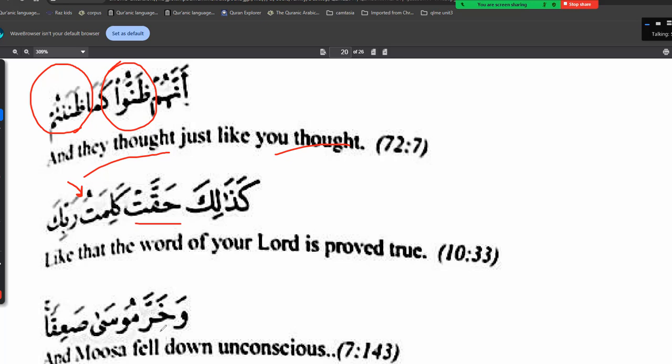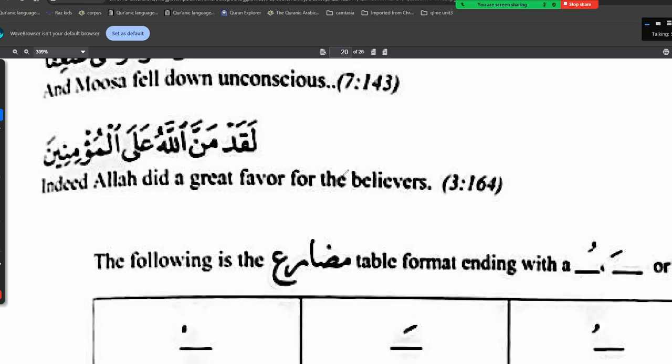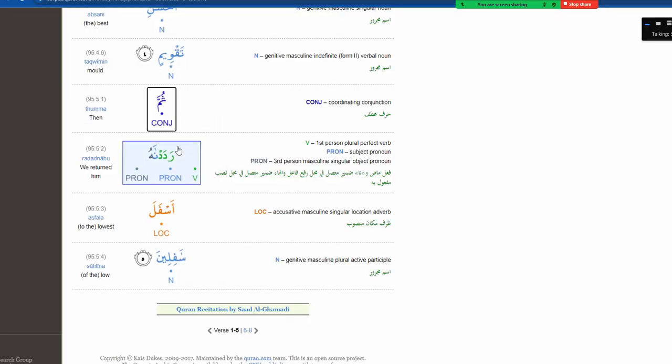وَخَرَّ مُوسَىٰ صَعِقًا. And Musa fell down unconscious. So which is the word? Kharra. Like madda. Huwa kharra. لَقَدْ مَنَّ اللَّهُ عَلَى الْمُؤْمِنِينَ. Indeed, Allah did a great favor for the believers. Which is the word? Manna, right? Manna yamunnu.